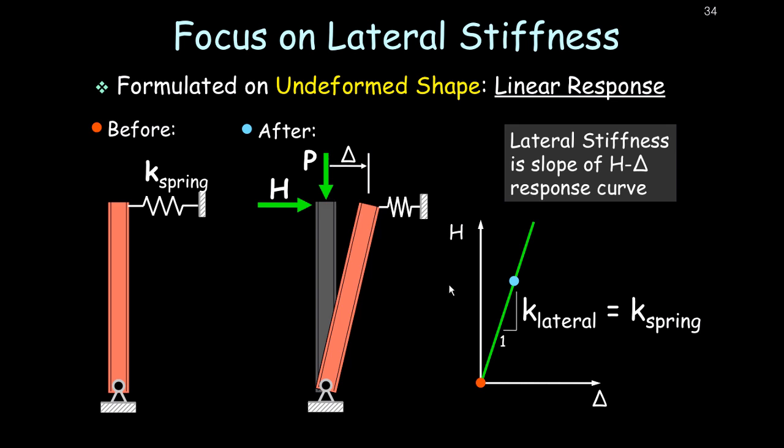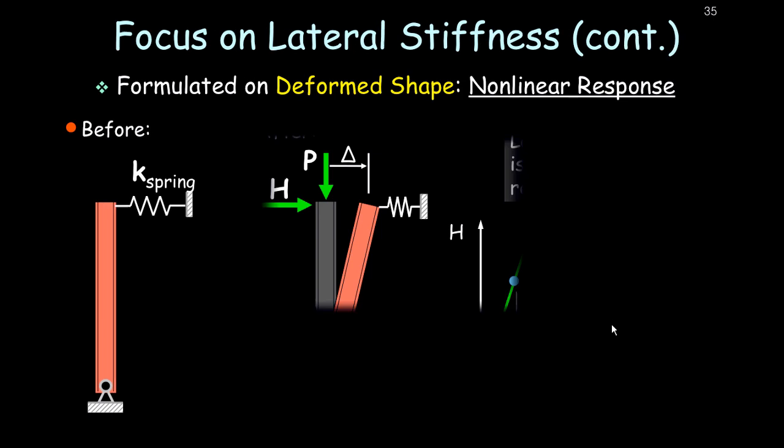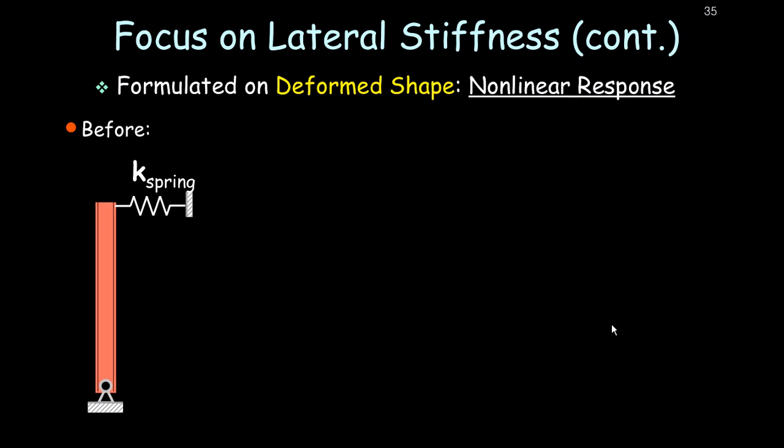And so the lateral response of our structure, plotting lateral displacement versus applied lateral load, is quite simply this curve here in green, a nice straight line, and that lateral stiffness, or the slope of that green line, is simply the stiffness of the spring. So that's easy math to do. Unfortunately, again, it's not correct because we have formulated equilibrium on the undeformed shape. So let's approach this same problem again, but this time we'll formulate it on the deformed shape.